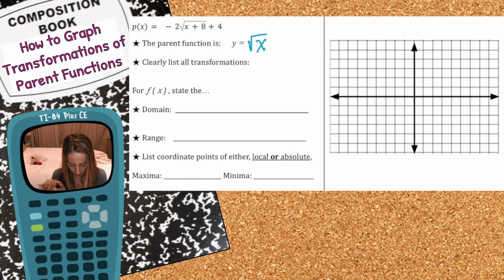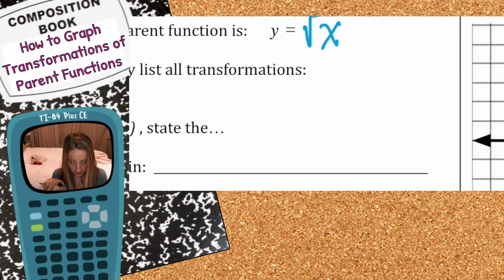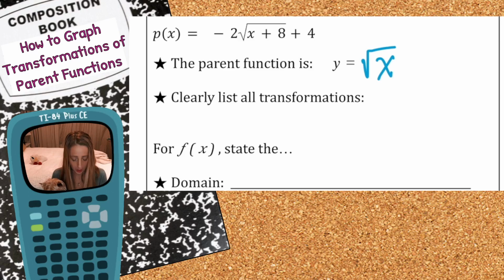Now let's list out our transformations. I'm going to start with inside of my square root. That's the x minus h. So that's going to move my graph to the left 8 units. And then the plus 4 on the end, that's my plus k, right? So that is up 4, right?